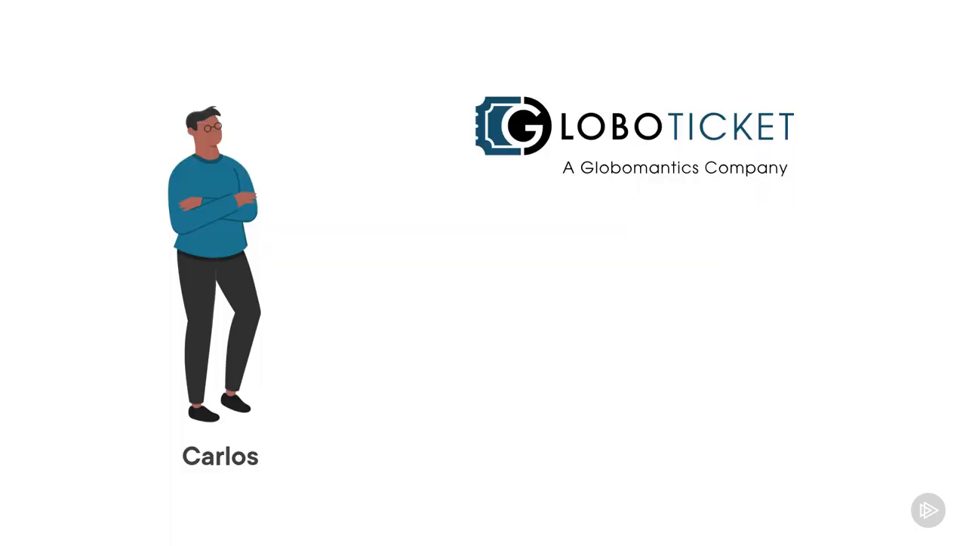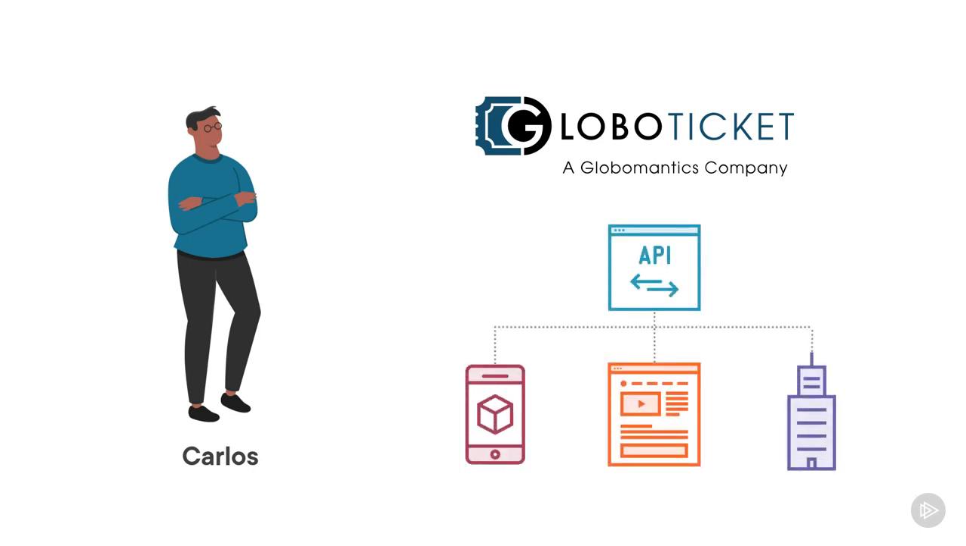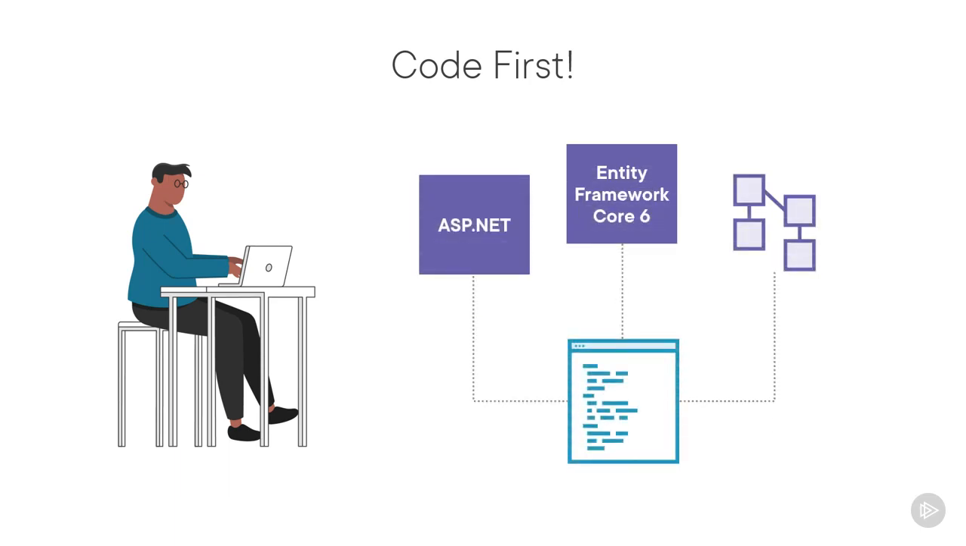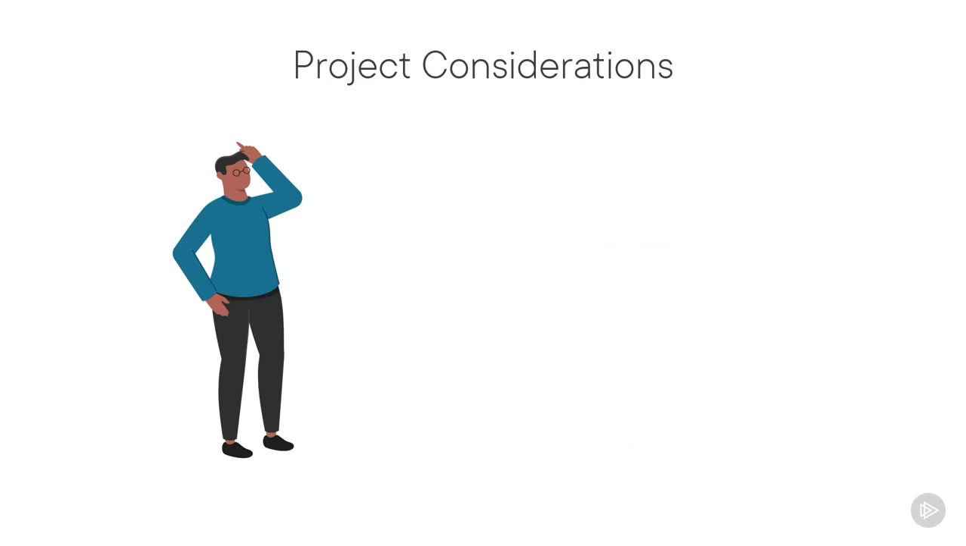Carlos is the lead developer on the new GlobalTicket Promotion API. This is the backend for their new suite of mobile and web applications, as well as all future partner integrations. It's the centerpiece of GlobalTicket's new product line, and Carlos is just the right person to lead the effort. He's eager to dive in and get started coding. He wants to create a new ASP.NET Web API project, add Entity Framework Core 6, and develop his model code first.